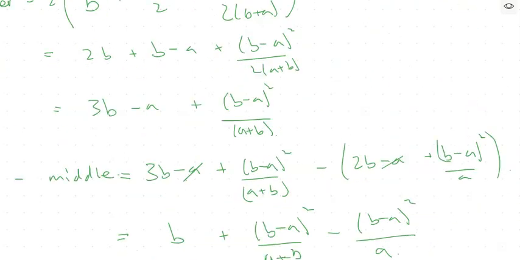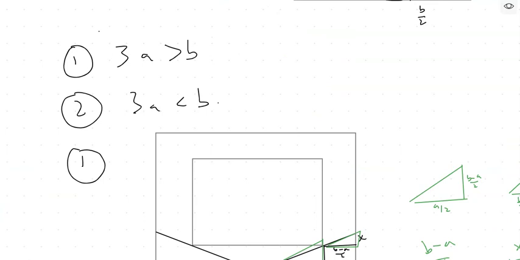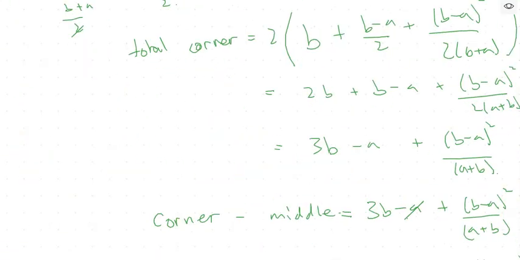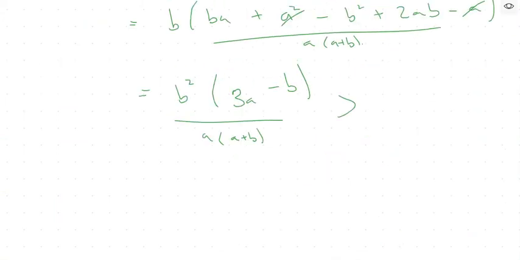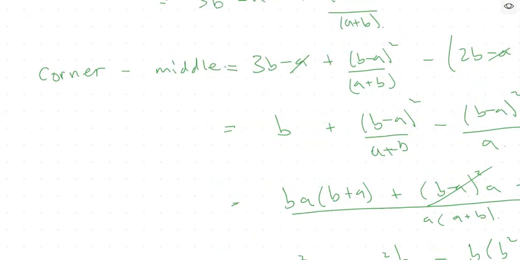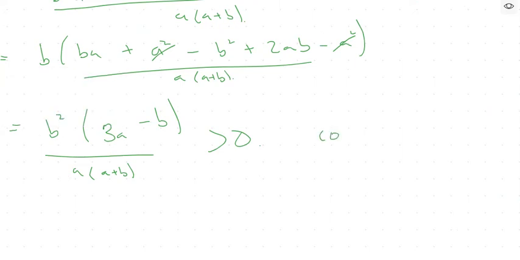And then we said, what did we say right at the beginning? We said that 3A is greater than B. 3A is greater than B, so this is greater than 0. So therefore, corner is better than the middle. So corner is better than middle, for case 1.